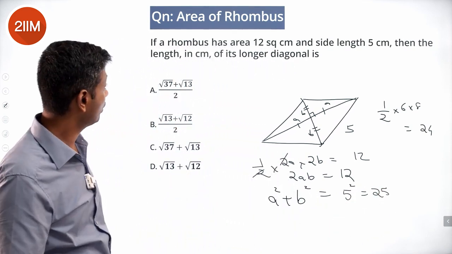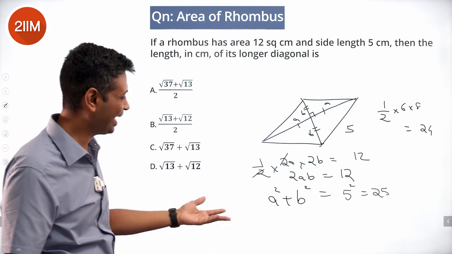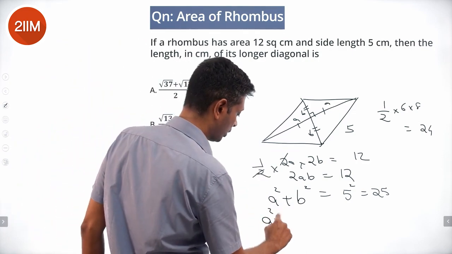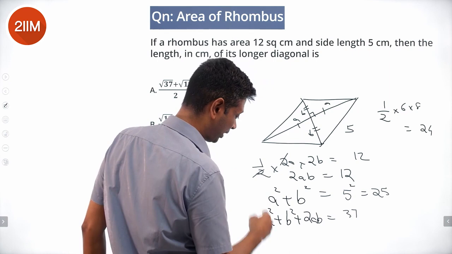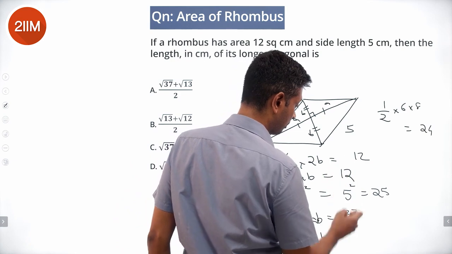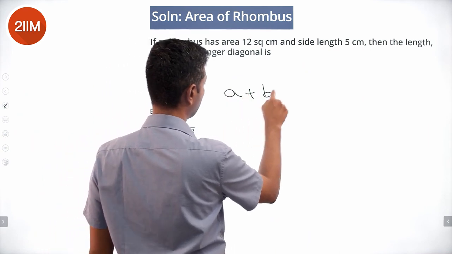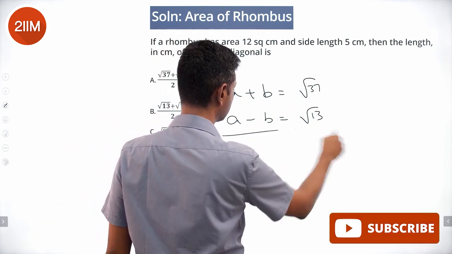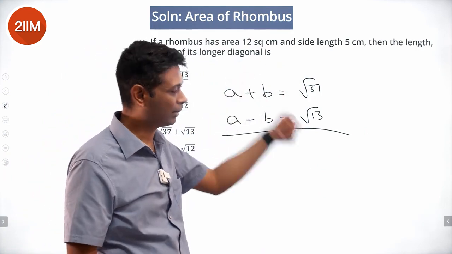Nice. We want to find the longer diagonal. We need to find A or B. Luckily we have A square plus B square and 2AB. Add these two: A square plus B square plus 2AB is 37. Subtract one from the other: A square plus B square minus 2AB is 25 minus 12, 13. Or A plus B is root 37, A minus B is root 13. The longer half-diagonal would be root 37 plus root 13 by 2, and the shorter would be root 37 minus root 13 by 2.